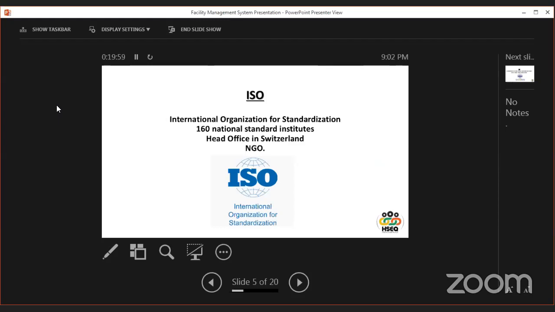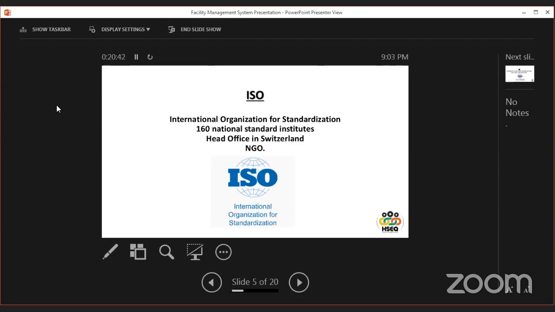Starting with a brief introduction of ISO, we all have heard the name of ISO. This is a very popular and common name. Basically, the full form of ISO is International Organization for Standardization. This is an NGO. Its head office is in Switzerland, and it has been working all over the world in the form of different technical committees, and ISO is associated with 160 national standards institutes of different countries. The purpose of ISO is to publish the management system standards in different products in order to facilitate the organizations all over the world to implement these standards and get the benefit out of it.